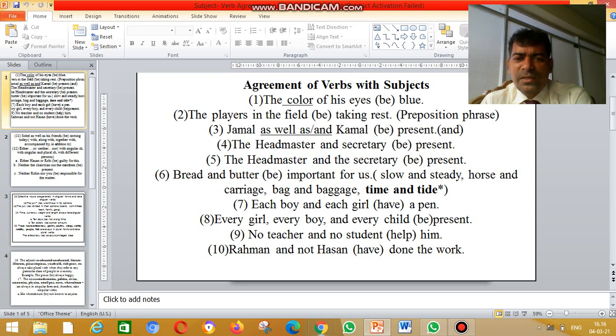If you confuse between color and eyes, and if you take eyes for subject, then it will be a plural subject. Then the verb be within the bracket should be are, but it will be wrong because the subject of this sentence is color. It's third person singular number present indefinite tense, so the be verb is. The color of his eyes is blue, the subject is not eyes.